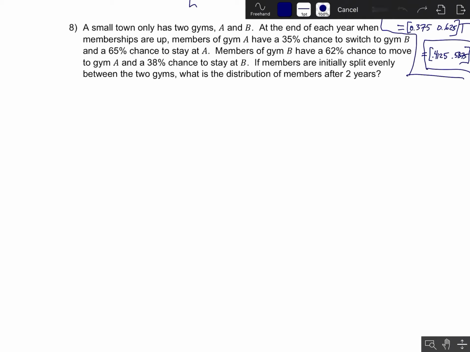So we want to know, if members are initially split evenly between those gyms, what's the distribution of members after 2 years? For this, we need to write down the transition matrix, and then we'll start talking about the states. I'm going to use the natural ordering here, so I'll have the states ordered as A and B. We have a 65% chance of going from A to A, a 35% chance of going from A to B, a 62% chance of moving from B to A, and therefore a 38% chance of moving from B to B.